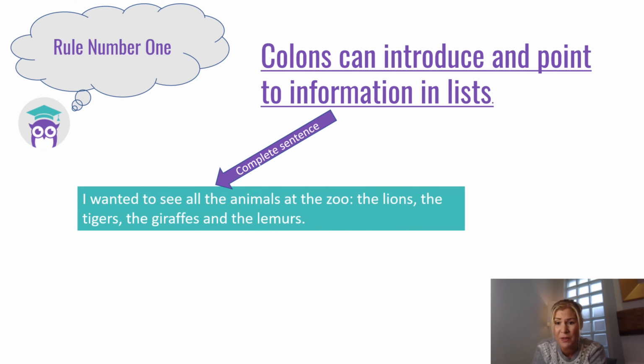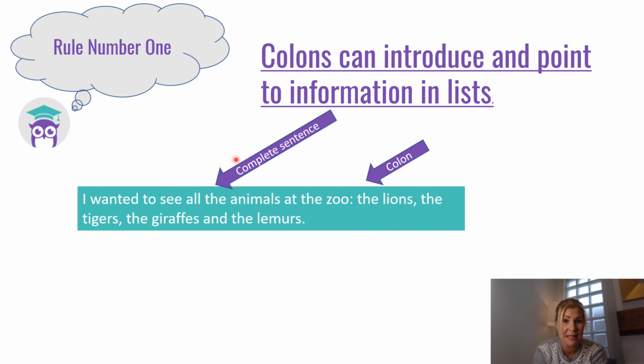Now, the most important thing to look at is that this first bit before the colon is a complete sentence, okay? It doesn't matter what type of sentence, but it has to be complete. So we know it's complete because it's got a verb and it's got the subject. I wanted to see all of the animals at the zoo. The lions, the tigers, the giraffes and the lemurs. And there is our colon introducing it.